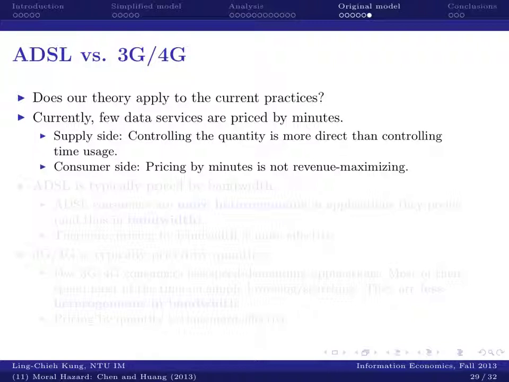Now let's use what we have done in theory to explain current practices. We know few data services nowadays are priced by minutes. Certainly there may be some reasons on the supply side. But from the consumer side, we know why this is true. Why do people not price 3G or ADSL by minutes? Because it is just not revenue maximizing. When we exclude all those cost terms and supply side constraints, it's just not revenue maximizing. That's why we should not use it.